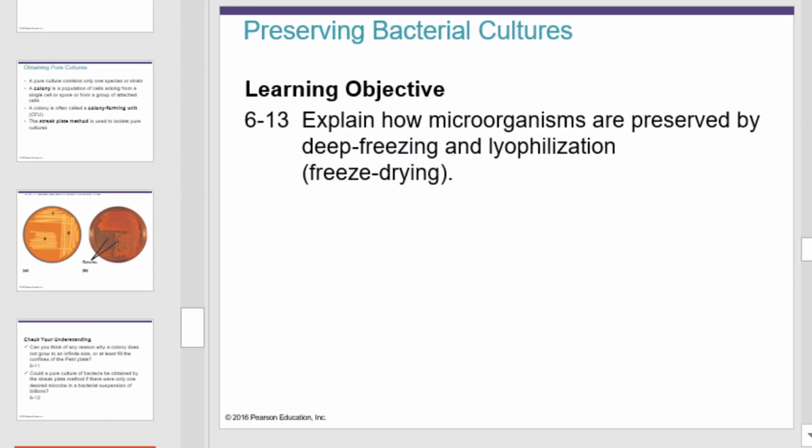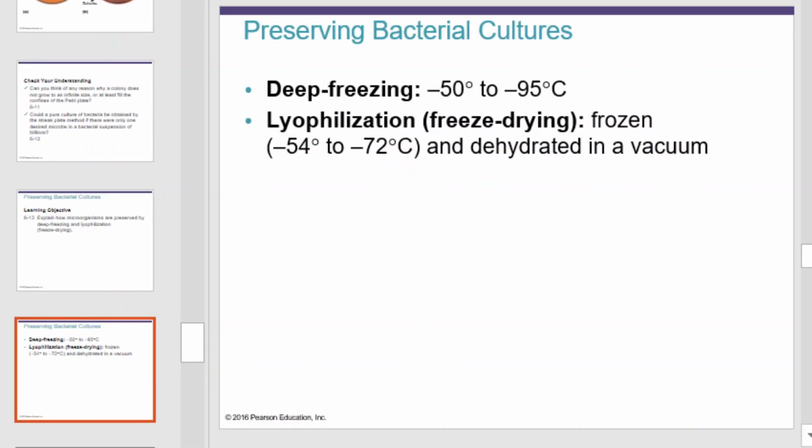Next thing we're going to look at is preserving bacterial colonies. To preserve bacterial colonies, you have several options. Deep freezing can preserve a bacterial colony by reducing its temperature to -50 to -95 degrees Celsius. Lyophilization is similar to deep freezing, but it's done in a vacuum, at which point all of the water is driven off of the microbes and they are basically stored in powder form.